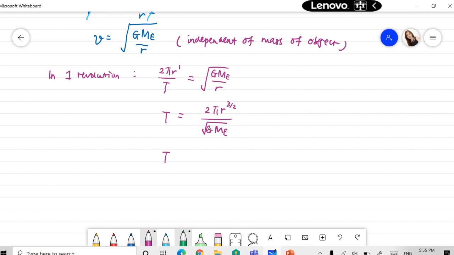Because 2 pi is a constant, G is a constant, and Me is also a constant, from here you can find that T squared is directly proportional to r cubed. So T squared is proportional to r cubed. This is a law, called Kepler's third law.